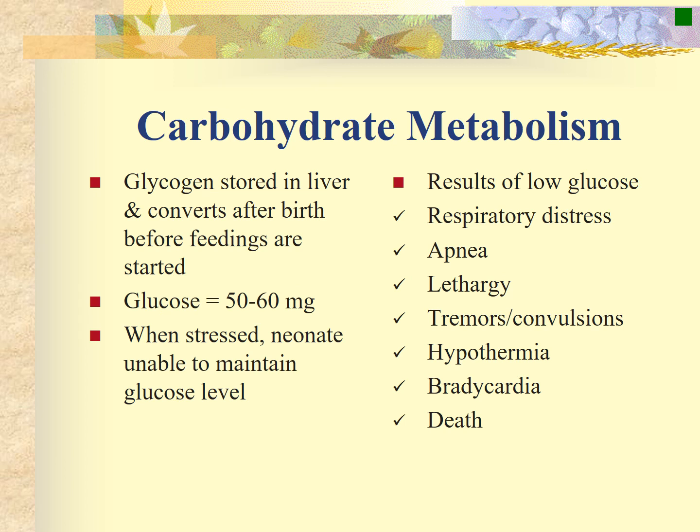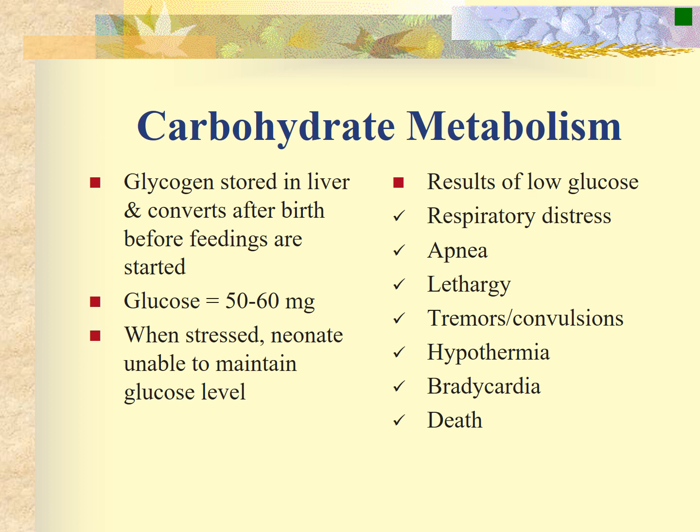So carbohydrates, glycogen stored in the liver, convert after birth and before feedings are started to help support that newborn who no longer has maternal glucose coming at him, to adapt to that transition before he's eating really well. He still can maintain his glucose level a little bit. When stressed, a neonate's unable to maintain the glucose level, and so anytime they have cold stress, they're going to burn up more of the glucose that they have, use it up more rapidly, and they'll get hypoglycemic very easily.